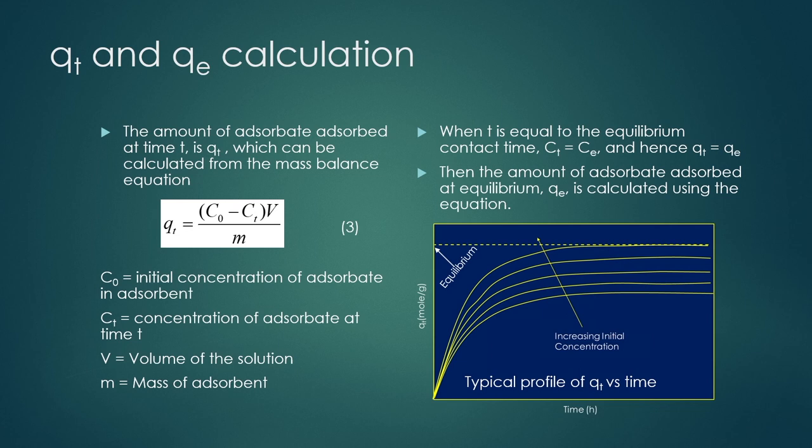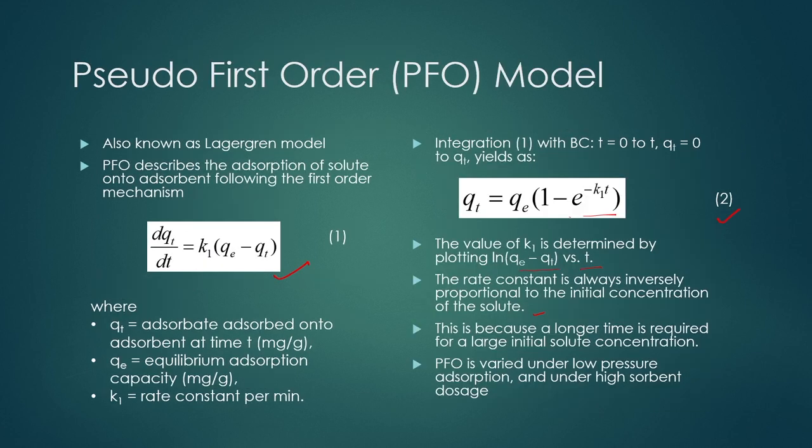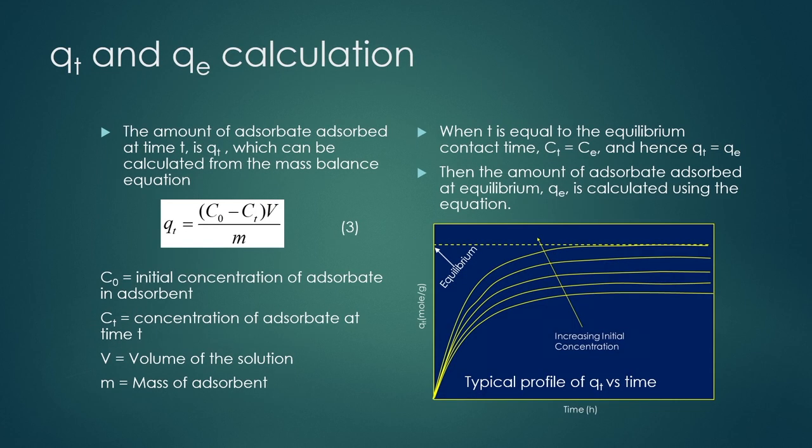And then you have to calculate the qe value. So, how to calculate that qe value? What is that qe value? It is the equilibrium adsorption capacity. So, that qe value can be calculated by this equation number 3.